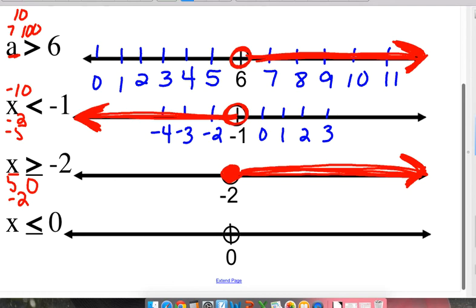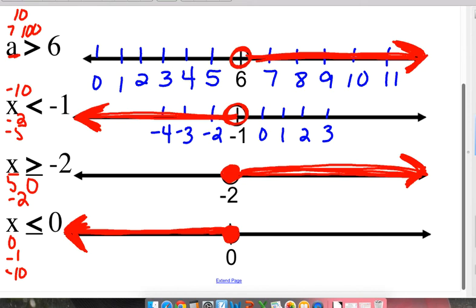Let's do another. X is less than or equal to 0. What are some numbers that are less than or equal to 0? Well, 0 is equal to 0. -1 is less than 0. -10 is less than 0. So on a number line, where would those values be? They would be to the left. So you would shade this way. And because it is the less than or equal to, we are including 0 in our data as a possibility, and you shade it in, closed circle.